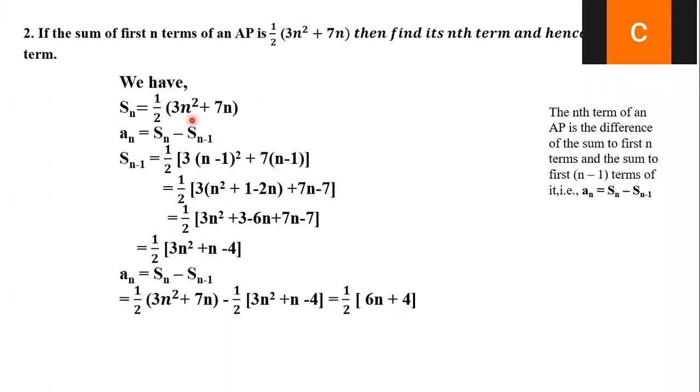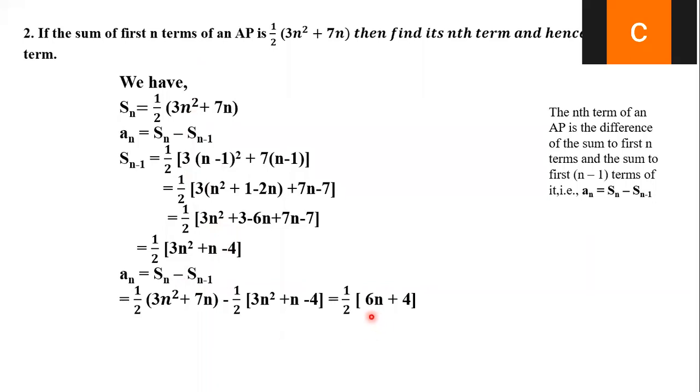Sn value they have given. The nth term is equal to the sum of first n terms of an AP minus the sum of first n minus 1 terms of an AP. Sn already they gave, so I am going to find Sn minus 1. In the place of n, apply n minus 1. When you apply n minus 1, we are getting this result. Now both you have to subtract. If I subtract Sn and Sn minus 1 value, I am getting this result.